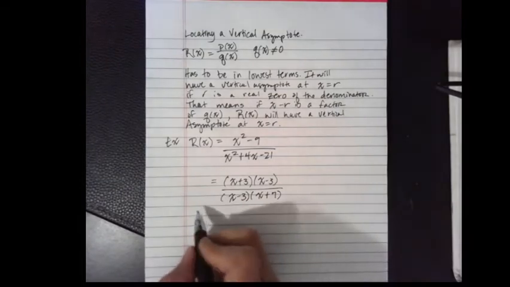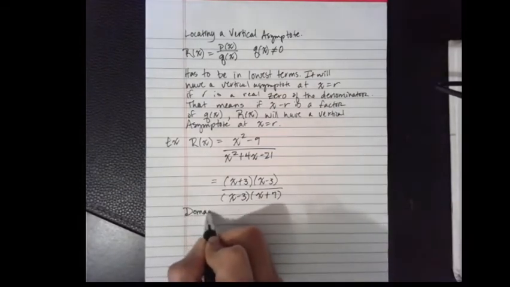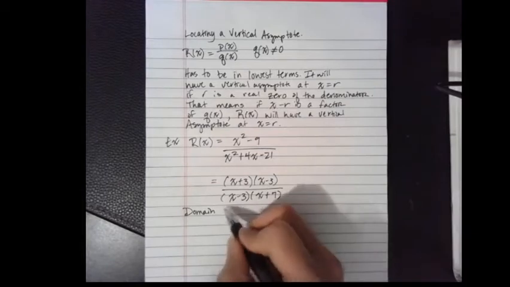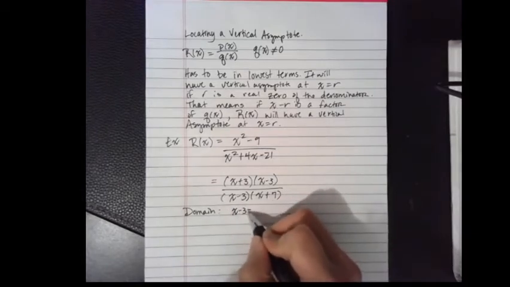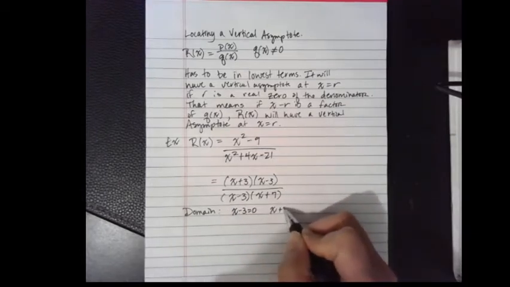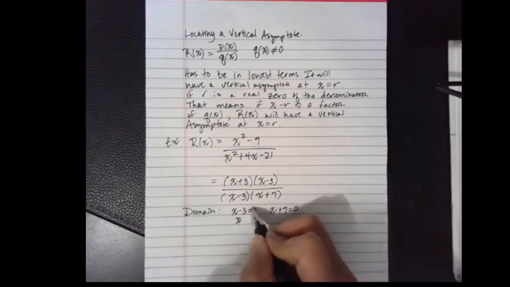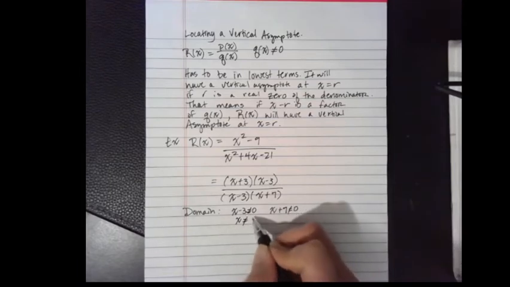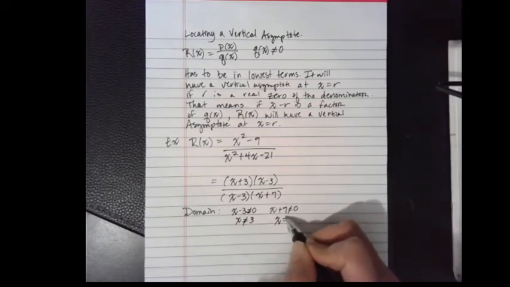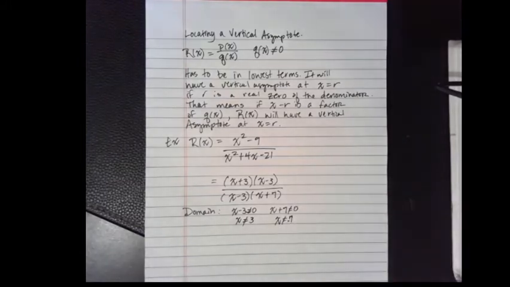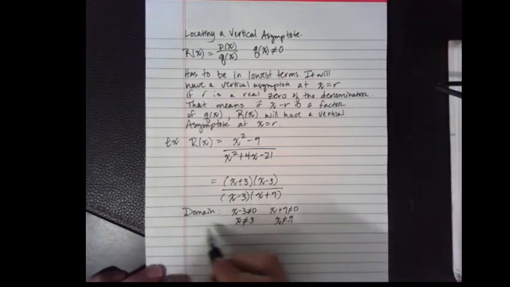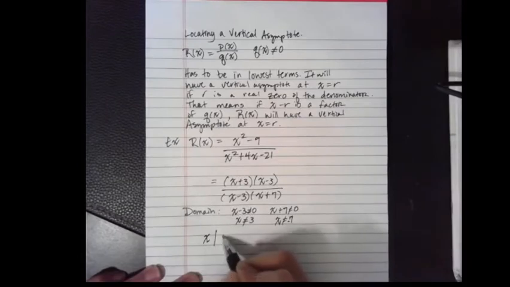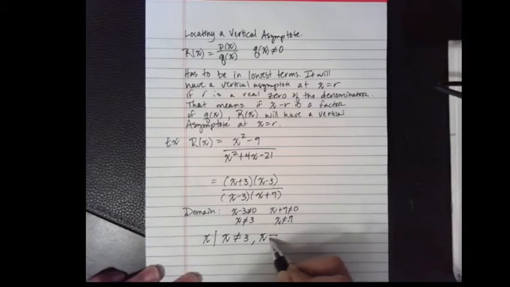Okay, so if I'm just talking about my domain, I have to take x minus 3 equals 0, x plus 7 equals 0, so these cannot equal 0. So x cannot equal 3, and x cannot equal negative 7. Okay, so my domain here is x such that x does not equal 3, and x does not equal negative 7.